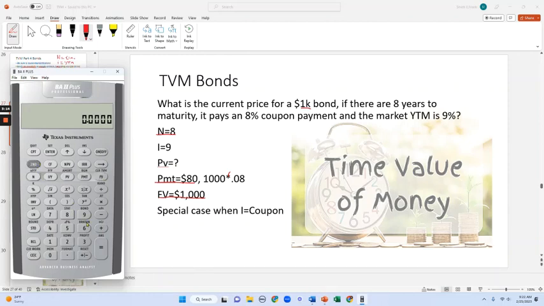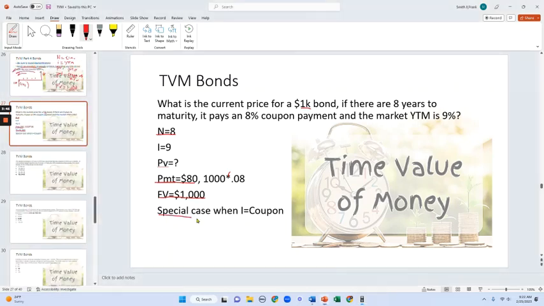When we put this in the calculator, we do the favorite thing first, which is to clear the calculator. 8 is the N, 9% is the I. We know that it's an $80 payment via this calculation right here. So $80 is the payment, and we get $1,000 back at the end. Now all we have to do is compute the current price, the present value, and we come up with $944.65, and that is indeed the price you would have to pay to get this.